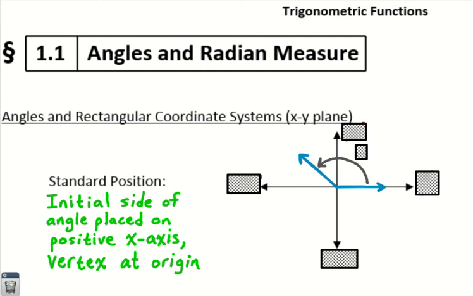Alright, this is the video for section 1.1, angles and radian measure. Not only is this the first section of Unit 1, but it's the very first section of 3 whole units that are on trigonometry. So just to repeat something you may or may not have heard in class, the first 3 units of our course of Precalculus are all focused on trigonometry. So this is the very, very start of it, okay?